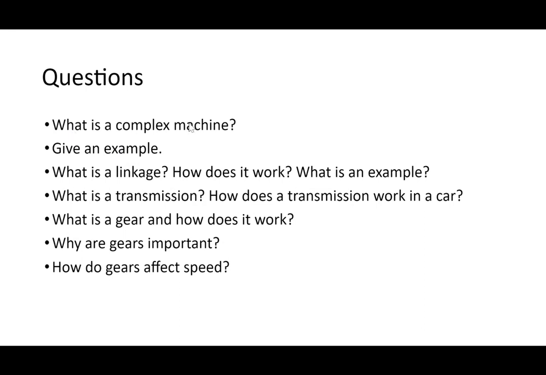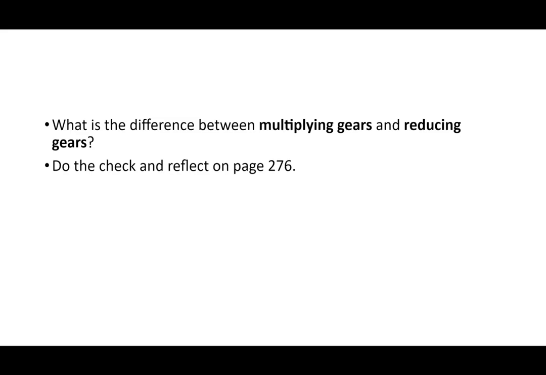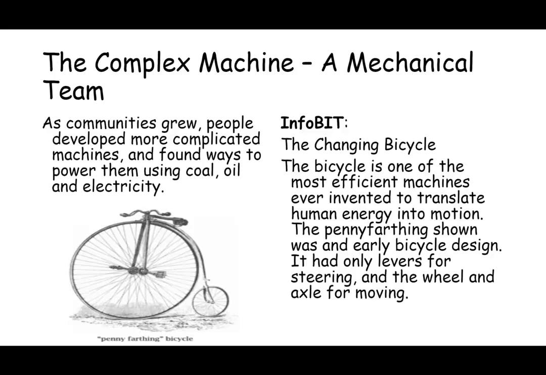A few questions. What is a complex machine? If you need to think of one, you can go back a couple of slides. What is a linkage? How does it work? What is an example? What is a transmission? How does a transmission work in a car? What is a gear and how does it work? Why are gears important? How do gears affect speed? So these are a few questions for you to look into. And one other one: what is the difference between multiplying gears and reducing gears? And then do the Check and Reflect on page 276, just to get a little bit of extra practice.